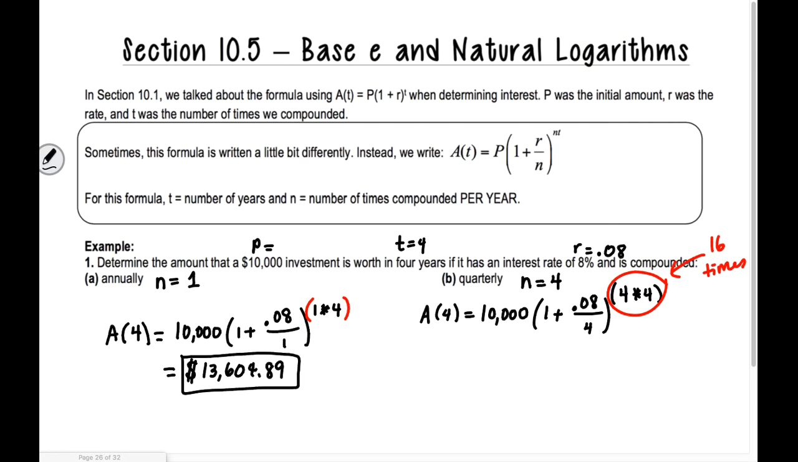So we're going to put it all in. You should get just a little bit more than that other answer. So 13,727.86. Did you guys get that? Why do you think I'm rounding to 2 decimals? I usually round to 3. Because it's money, right? It makes sense.